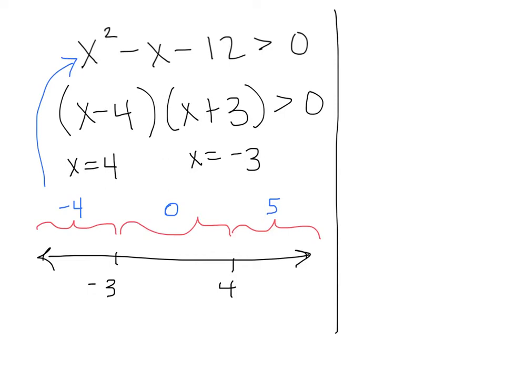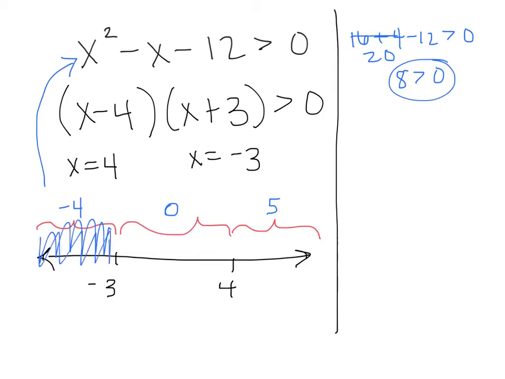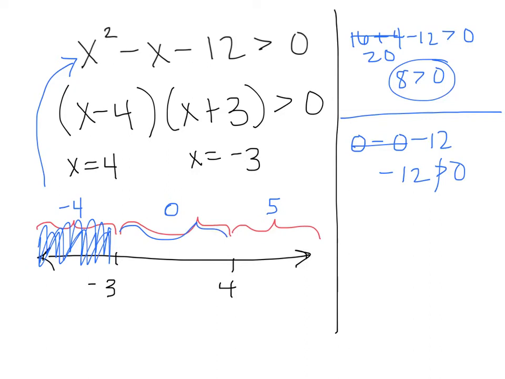So for example, instead of x squared, I have negative 4 squared, which is positive 16, minus x, so minus a negative 4 is a positive 4, minus 12 is greater than or equal to 0. So 16 plus 4 is 20, 20 minus 12 is 8, and 8 is greater than 0. In other words, if negative 4 worked, everything down in this area is going to work. Now I'm going to test my 0. Instead of x squared, it's 0 squared minus 0 minus 12. So 0 minus 0 is 0, and 0 minus 12 is negative 12. Negative 12 is not greater than 0, which means if 0 failed, nothing in this middle section is going to work, so I'm not going to shade it.